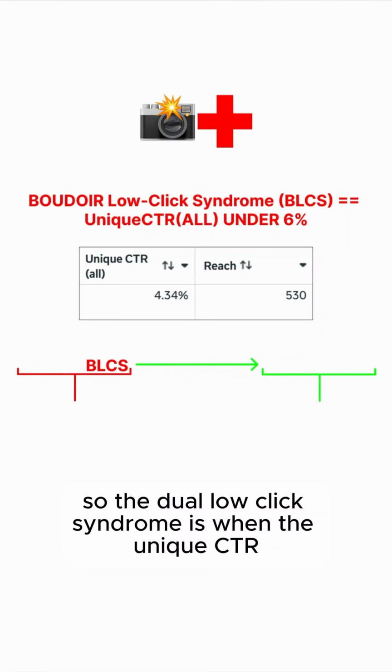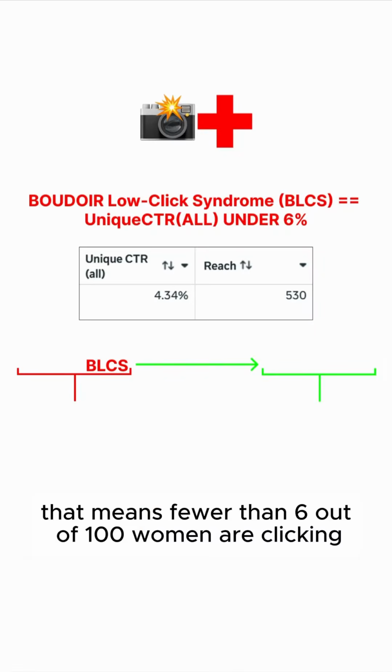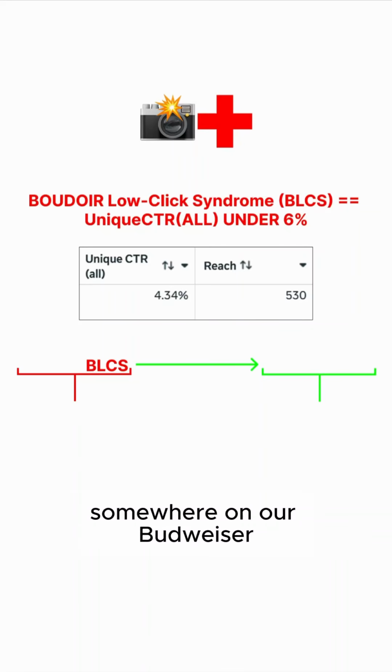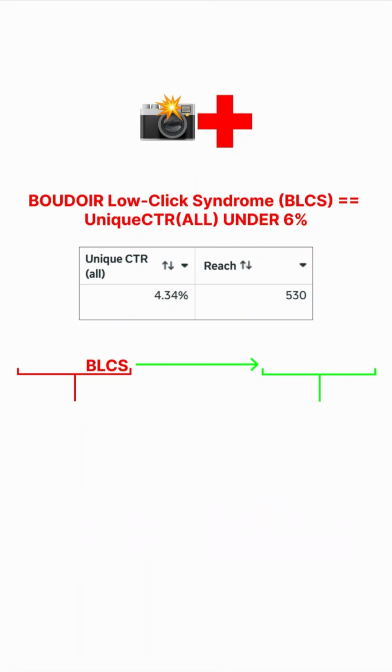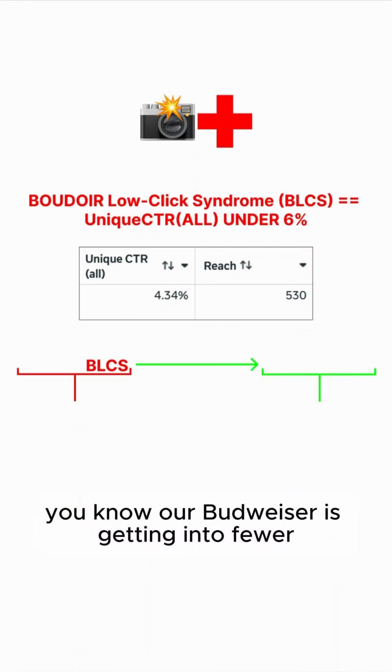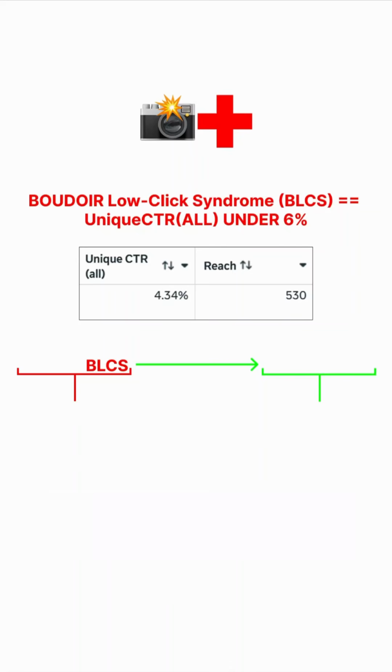So, Boudoir low click syndrome is when the unique CTR of our Boudoir Facebook ad is under 6%. That means fewer than 6 out of 100 women are clicking somewhere on our Boudoir Facebook ad, which actually means our Boudoir Facebook ad is getting into fewer than 6 out of 100 women's brains.